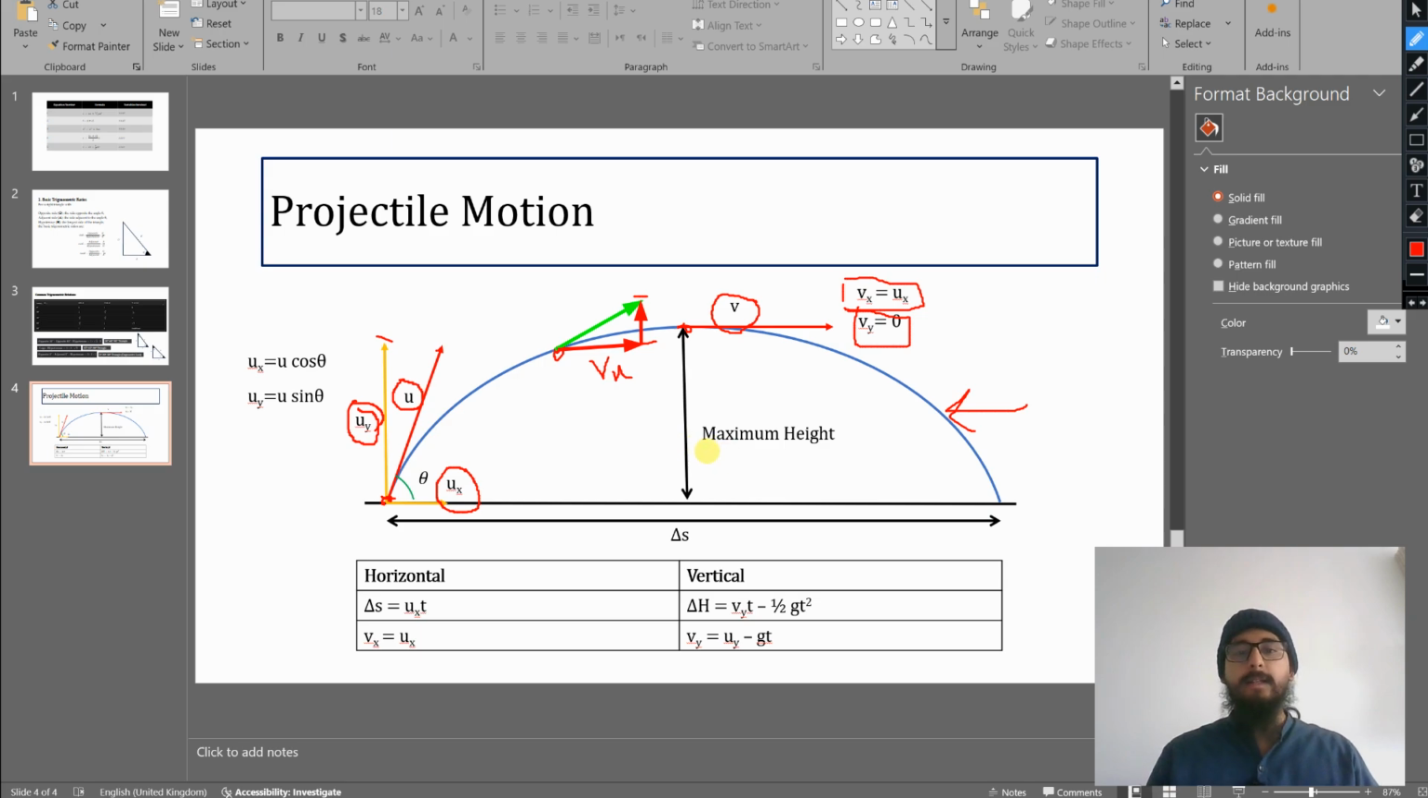about this is the maximum height. The maximum vertical distance is known as the maximum height in projectile motion, and the maximum horizontal distance is known as range in projectile motion. So delta S in this case is range, and the horizontal component is adjacent to the angle theta, so that's why it's known as u cos theta. It's equal to u cos theta, and the vertical component is equal to u sin theta because it is opposite to the angle theta. This is angle theta, right?